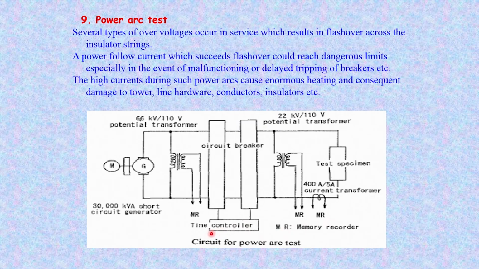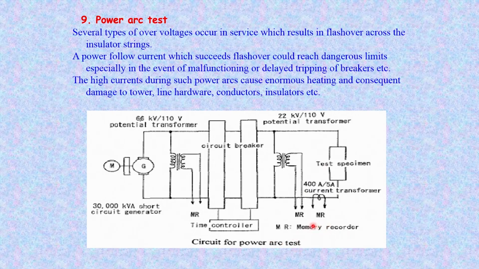This shows the circuit for the power arc test. The short circuit generator could be of a prescribed value depending upon the equipment to be tested. What is shown here is a 30,000 kVA short circuit generator, which is very important, as it has to deliver the prescribed amount of current during the flashover. You have a proper arrangement of a potential transformer to the required level to be set, a circuit breaker, then a 22 kV potential transformer, the test specimen which has been connected, and a current transformer for measurement and recording devices.